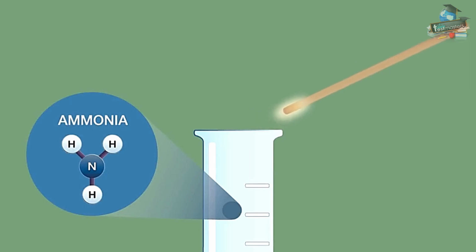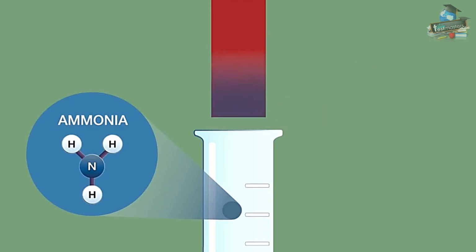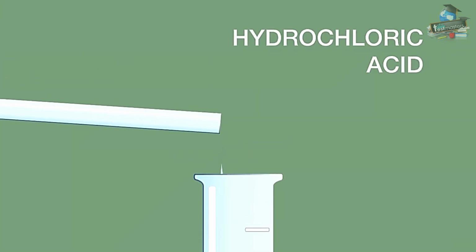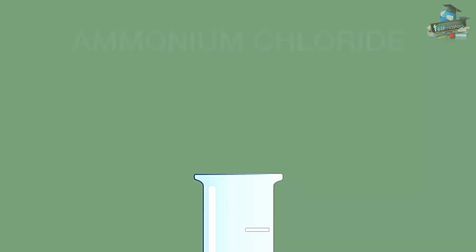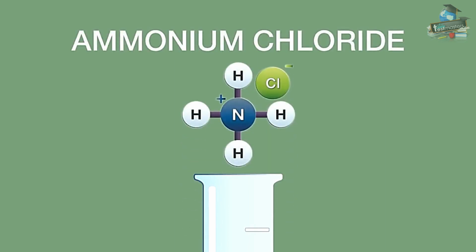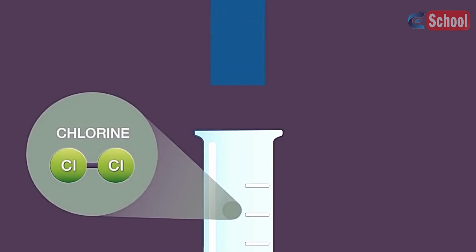Ammonia extinguishes a lit splint and turns damp red litmus paper blue. In the presence of concentrated hydrochloric acid, a white smoke will form. This is ammonium chloride and confirms the presence of ammonia. Chlorine turns damp blue litmus paper red and eventually bleaches it to white.